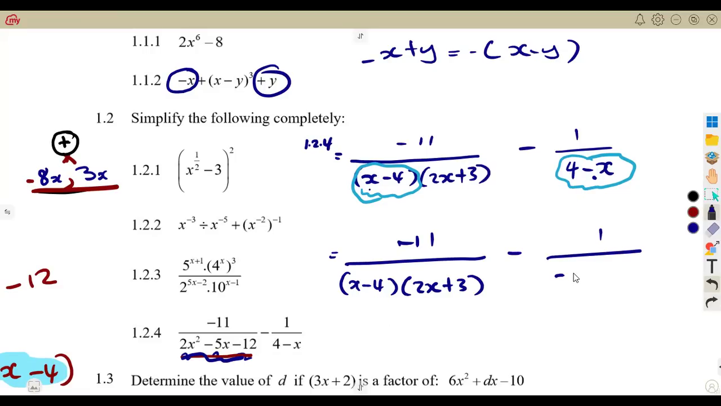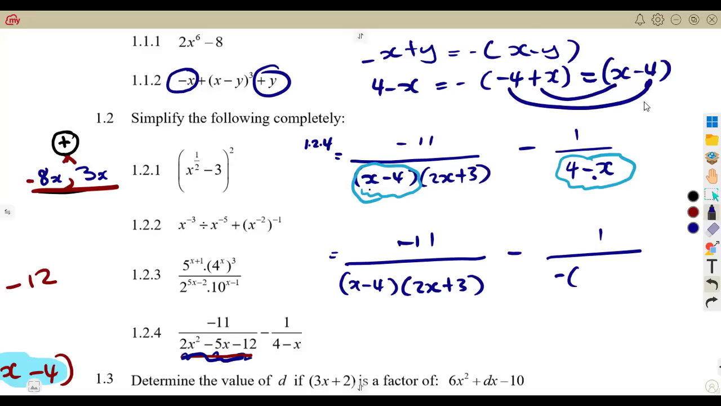As x minus. The moment you factor out a negative like this, it will be 4 minus x. You factor out a negative, it will be minus 4 plus x. Minus 4 plus x, guys, is the same as x minus 4. We haven't changed anything. X is still positive. Minus 4 is still minus 4 there. We haven't changed anything. So that is what we want. It will be x minus 4. We have factored out the negative.